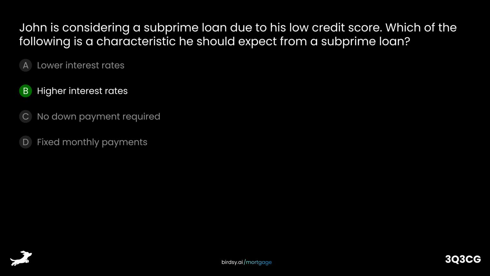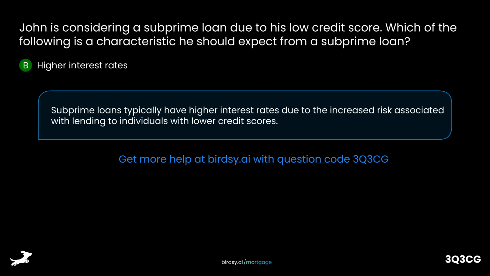The answer is B, higher interest rates. Subprime loans typically have higher interest rates due to the increased risk associated with lending to individuals with lower credit scores.